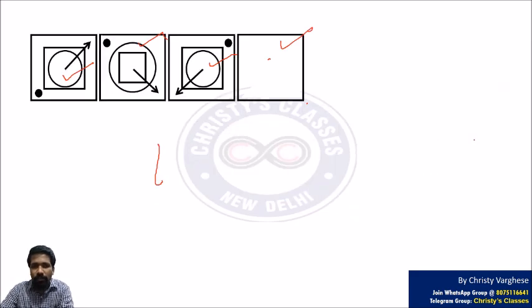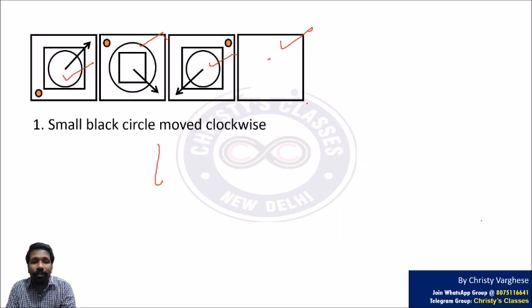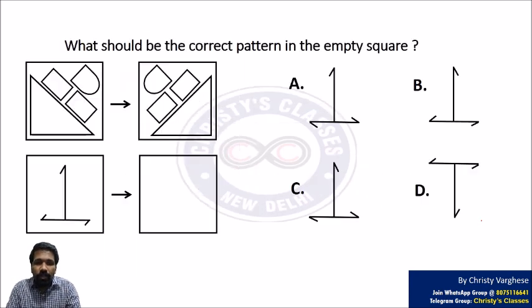Arrow position and circle position are both satisfied only in option C. In option D, arrow position is okay, but circle is inside, square is outside. That is not acceptable. A minute mistake in analysis can give you a wrong answer. If you misanalyzed the circle and square, you may get a wrong answer. That's why be careful in these questions. Questions are very simple. It is like an eye test. You have to check the question thoroughly and observe it very carefully. That's all. So let's go to the next question.